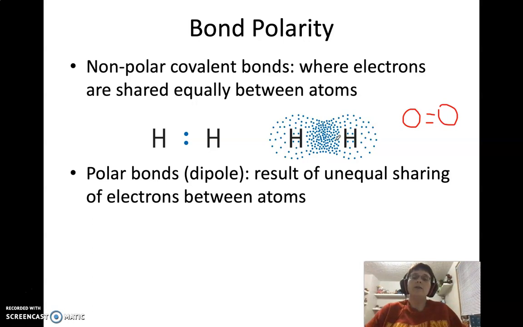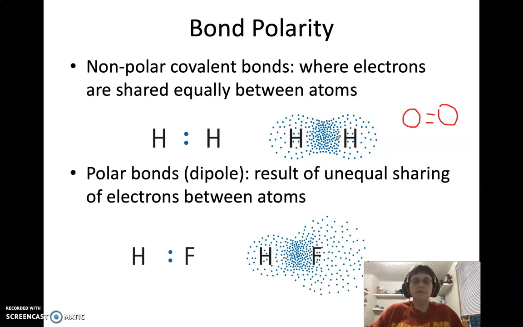On the other hand, you can get polar bonds, which are sometimes referred to as a dipole. And this is caused by an unequal sharing of electrons between atoms. And so you can see here, very different. So now we're looking at hydrogen and fluorine. And what we've got is an unequal distribution of electrons.